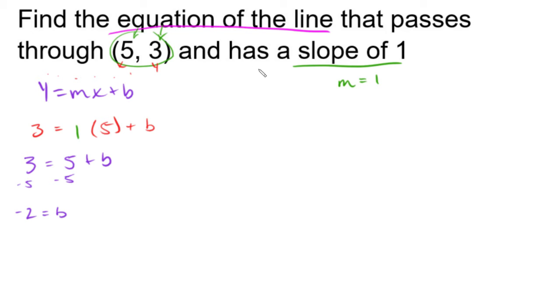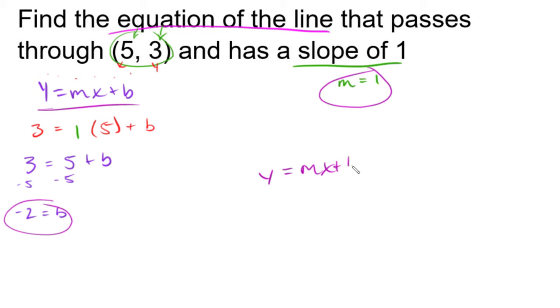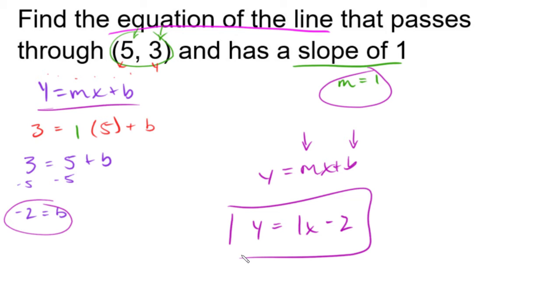And now that you know m and b, we know these two things now, that allows us to plug it into this format. Y equals mx plus b, where you substitute m and you substitute b. So our final answer is y equals 1x, because that's what m is, minus 2. Okay?